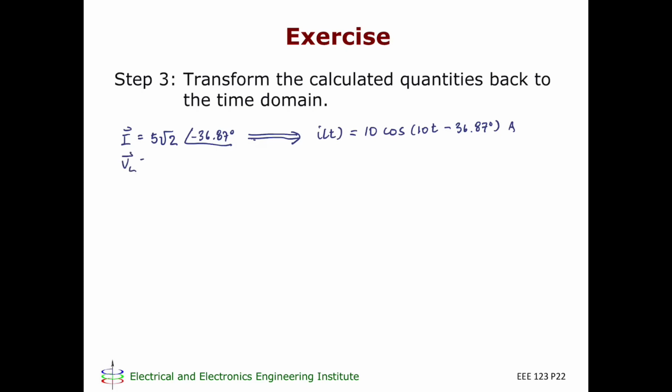And V sub L, which is 30 times the square root of 2 at angle 53.13 degrees. Now I convert to V sub L of t. 30 times the square root of 2 times the square root of 2 is 30 times 2, which is equal to 60. Again, this is cosine of 10t. My phase angle is 53.13 degrees. And this is volts.